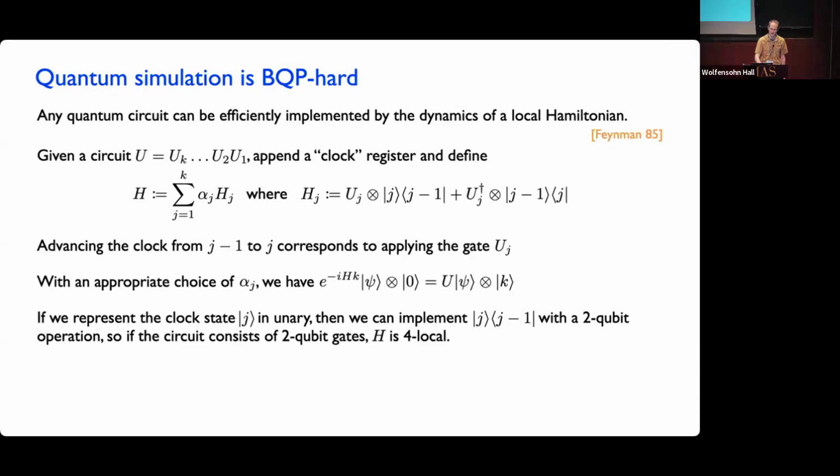And so you can plug in any quantum circuit you like here, get some Hamiltonian. And so this kind of shows us that these Hamiltonian dynamics in general are as hard as anything a quantum computer could do. Okay, so surely Hamiltonian simulation is hard, right? It really is something we don't expect there to be a classical algorithm for in general.